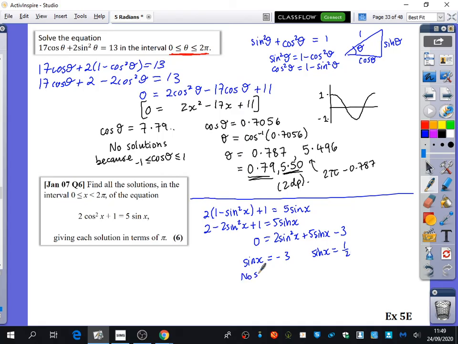There are no solutions for the exact same reason as before. Sine is just like cos. Sine goes between minus 1 and 1. So there's no solutions for this bit. And then we're going to do all of this without a calculator now.